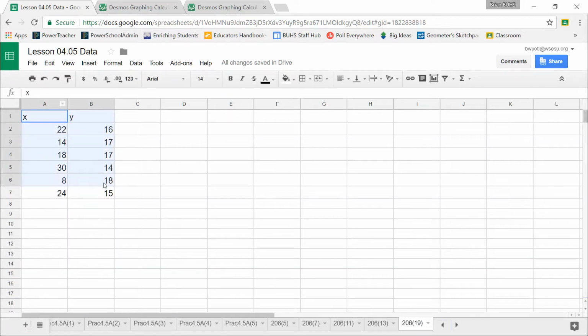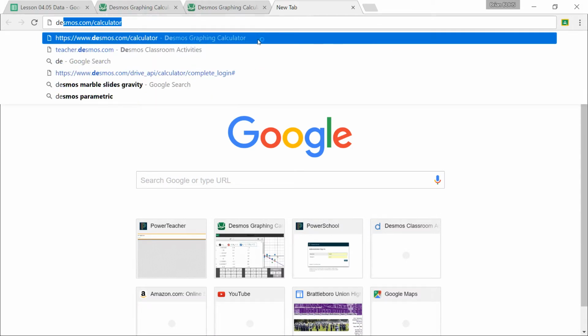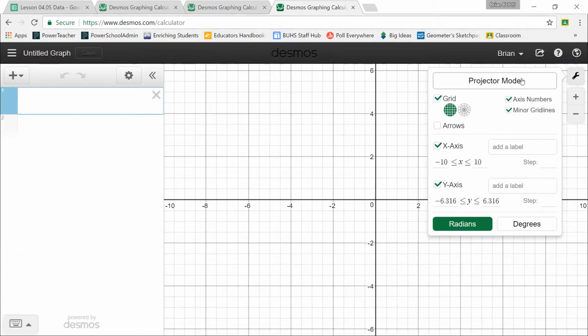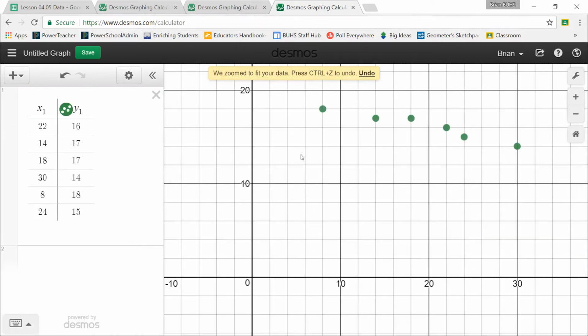Question 19 in the Google Sheet. Here's the data. I'm going to do this using Desmos. I'm really a fan of Desmos these days. You guys liking Desmos? Put mine in projector mode. Let's paste this data. Here we go.